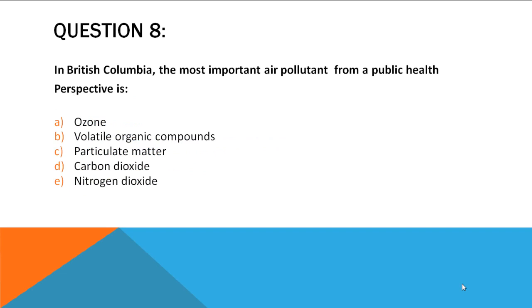Question 8. In BC, the most important air pollutant from a public health perspective is A, ozone, B, volatile organic compounds, C, particulate matter, D, carbon dioxide, or E, nitrogen dioxide. This is another tricky one. And those of you who guessed C got the answer correct.